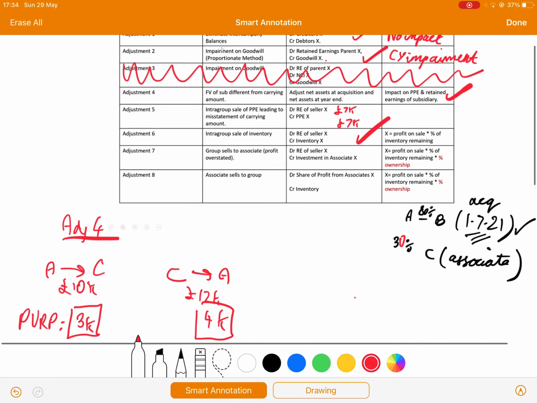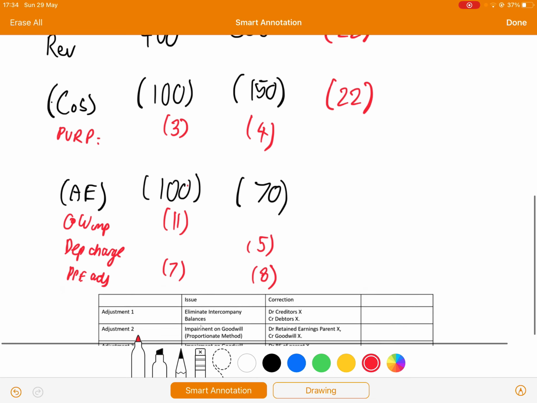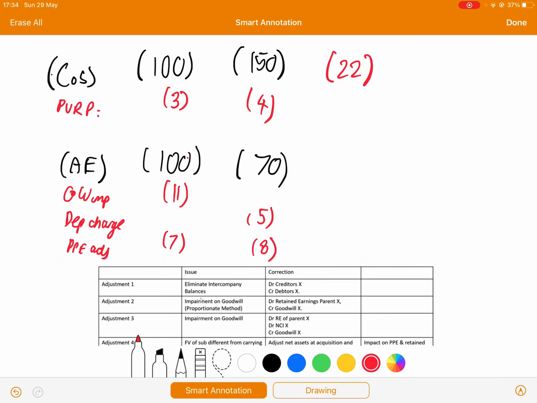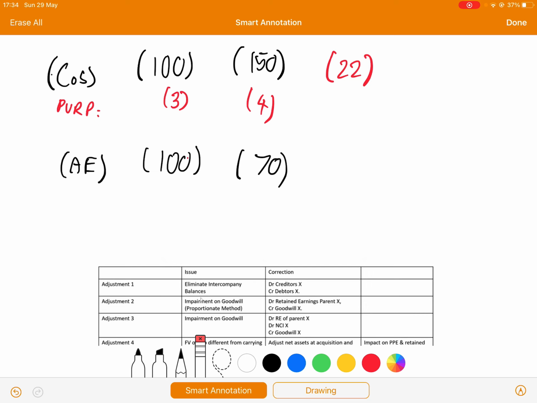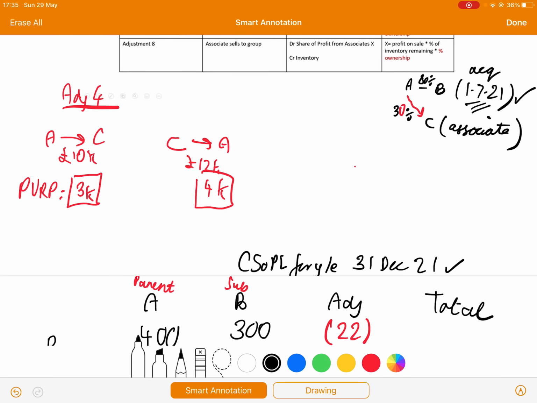Okay, so C in this group is an associate. A has 30% shareholding in C. Just to highlight a point, I'm going to add share of profit from associate. I'm just going to rub out a few things, because we understand the point. And I'm just going to put share of profit from associate. I'm going to pluck a figure out of thin air of 30. And we're going to understand how the adjustments affect our figures.